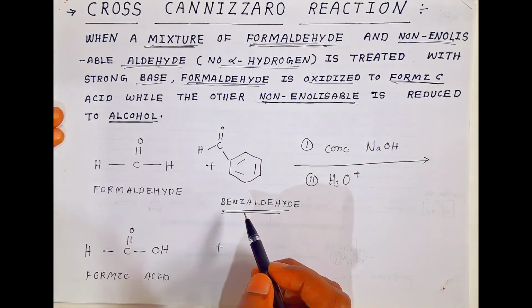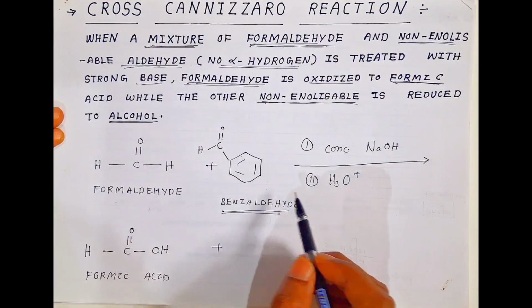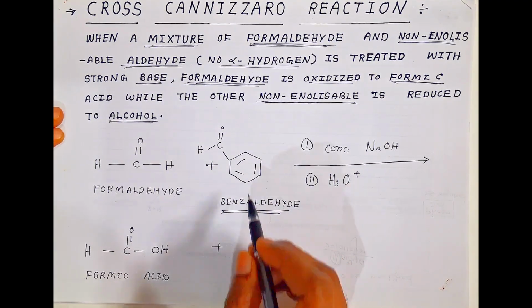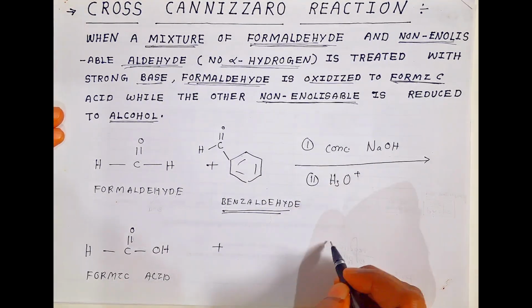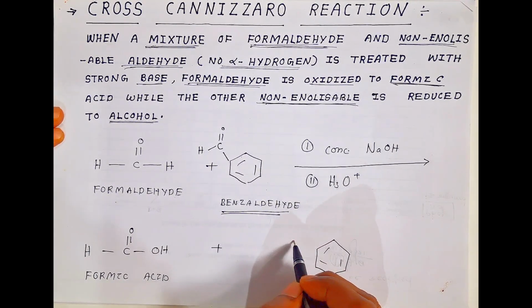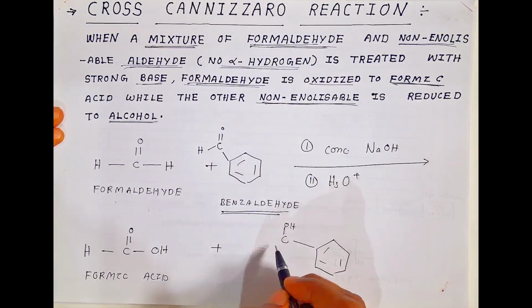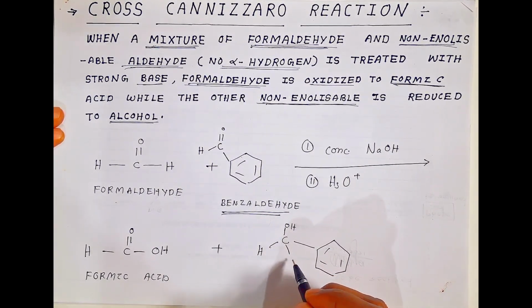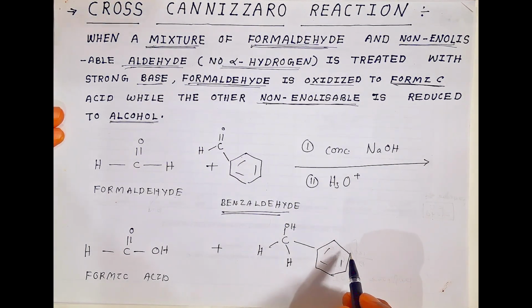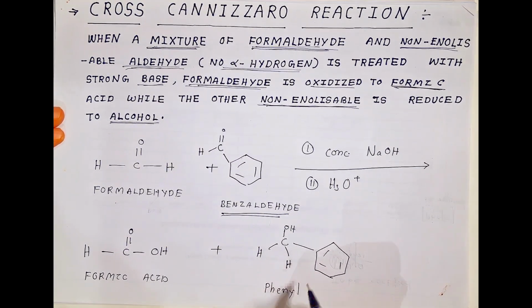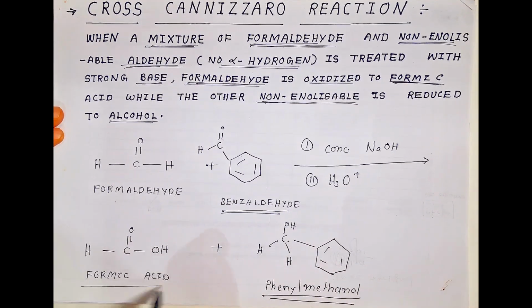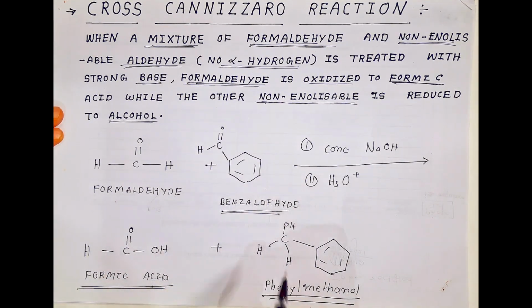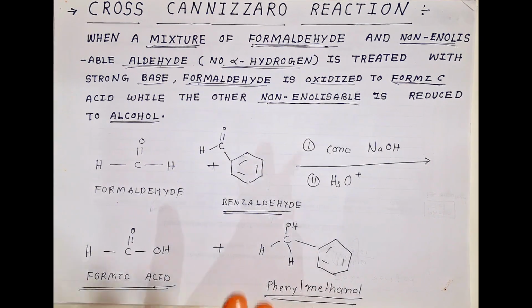Now what happens, students? This will convert into alcohol. It is reduced to alcohol. So this will reduce. Benzaldehyde is reduced to phenyl methanol. It is reduced to OH, and this benzene ring we call phenyl, and methanol. So this is the alcohol, students, and this is formic acid. So formaldehyde is oxidized to formic acid, and benzaldehyde, both are aldehydes, students. This benzaldehyde will convert into alcohol, that is phenyl methanol. This is called the cross Cannizzaro reaction.